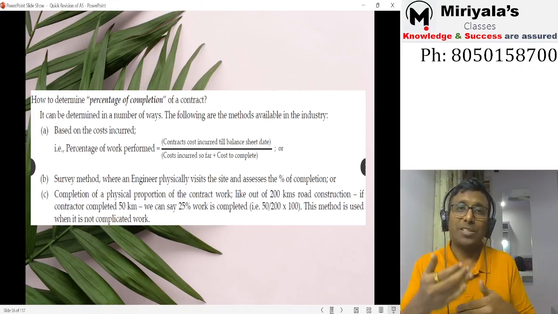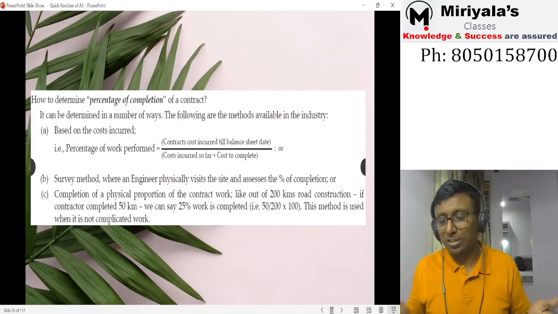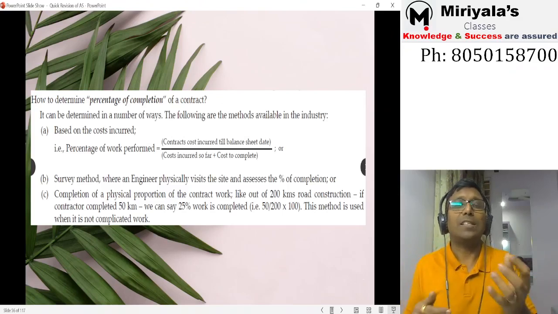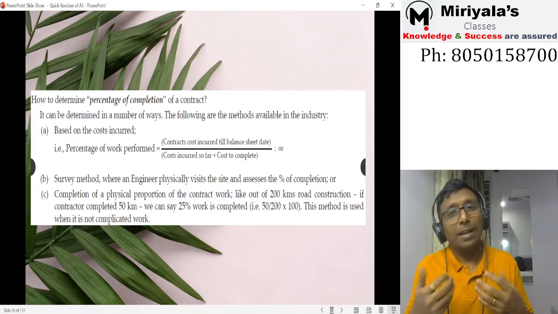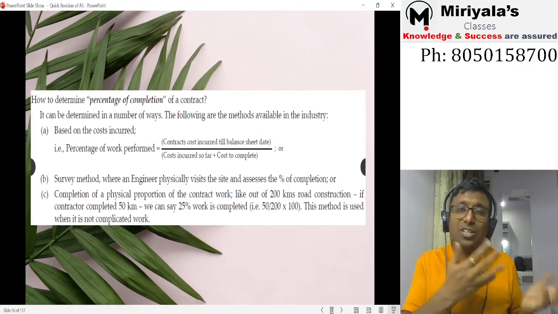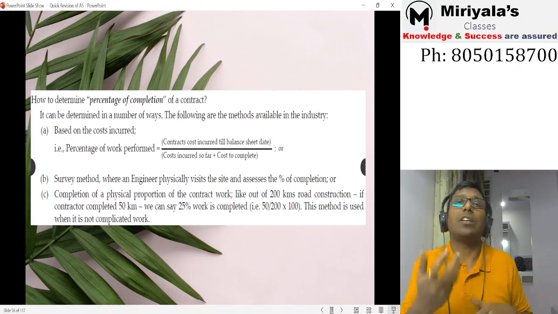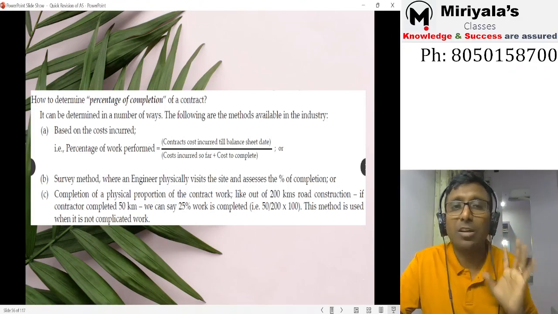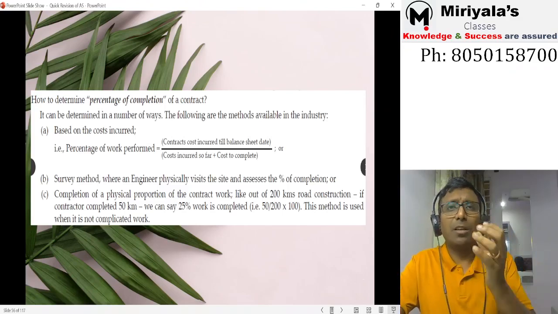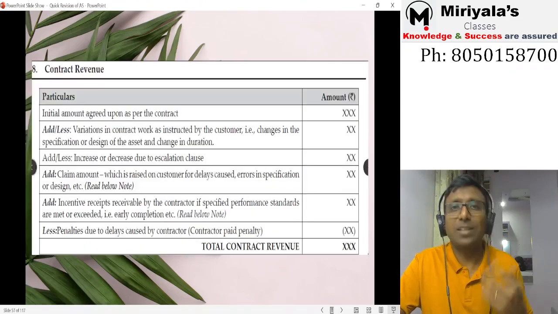It's not cost based, it is not certification. Like say I'm constructing 200 kilometers of road, and I have constructed 100 kilometers. That means 50% of work is done. You don't need a specialization, a surveyor is not required. We can also measure it. These are the major, widely accepted methods in the world which make sense also.